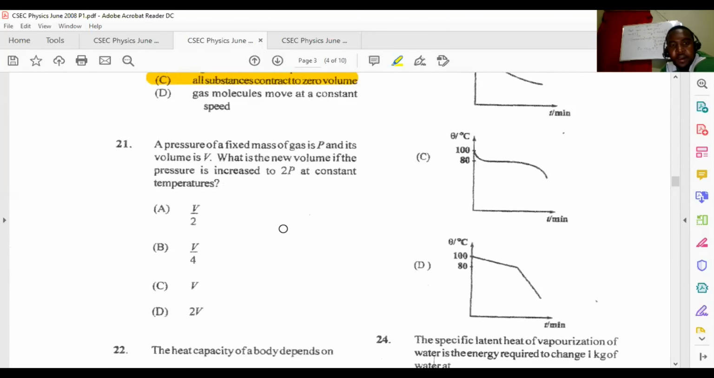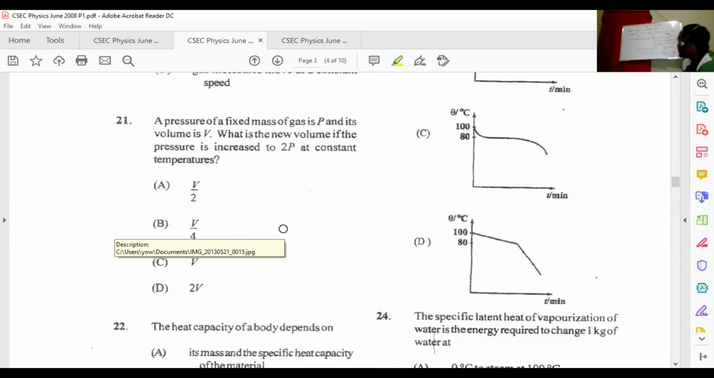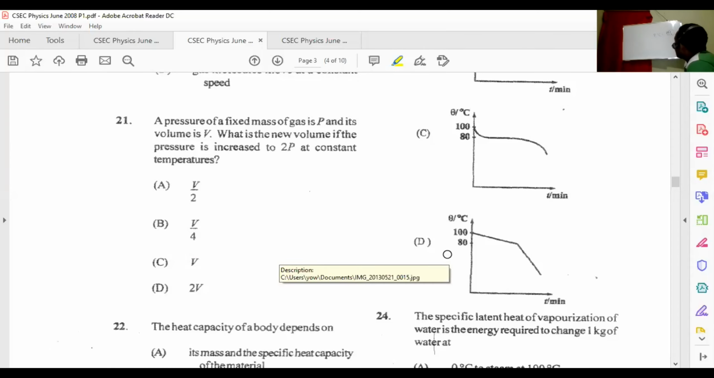All right, if we have constant temperature, whose law is that? Constant temperature signifies Boyle's law. So that means P1V1 equals P2V2. It says, what is the new volume if the pressure is doubled? If we double the pressure, what would be the volume? It'd be A.